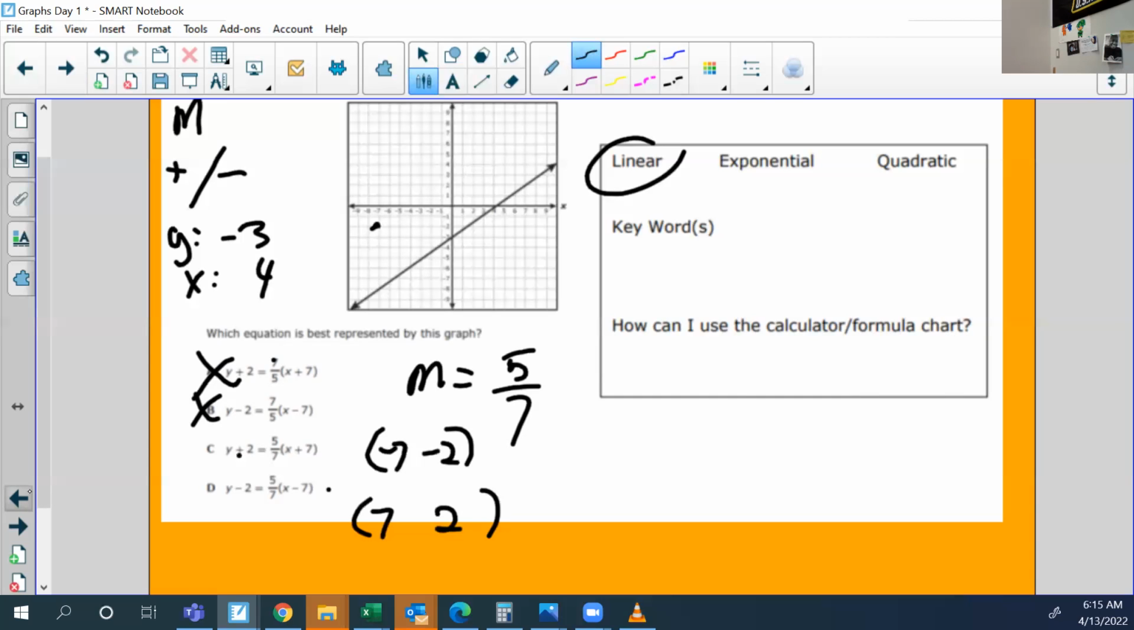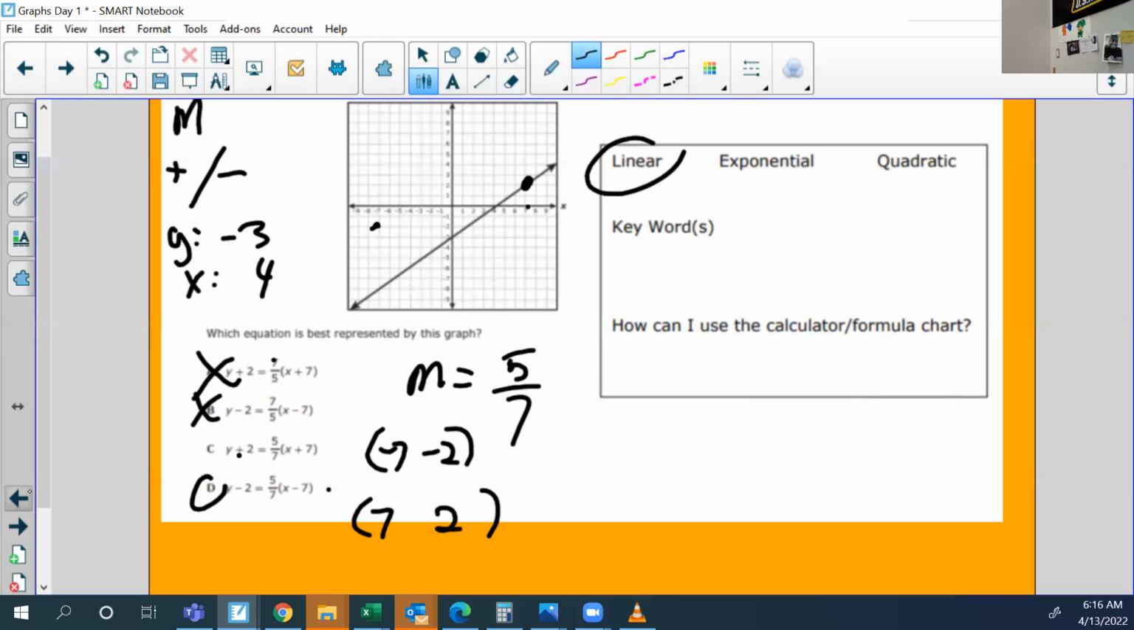The next one is 7 and 2. Yes, so that's on the line. Okay. So D is the answer. Again, you don't really have to write the equation. I think I was trying to make things a little bit more difficult right there.